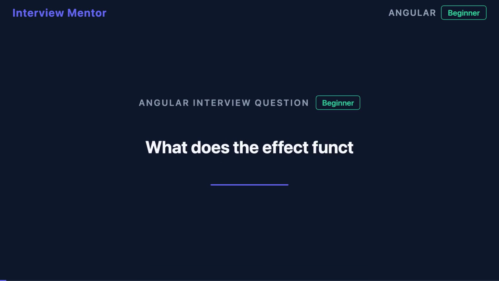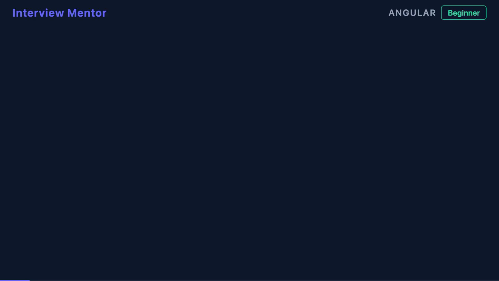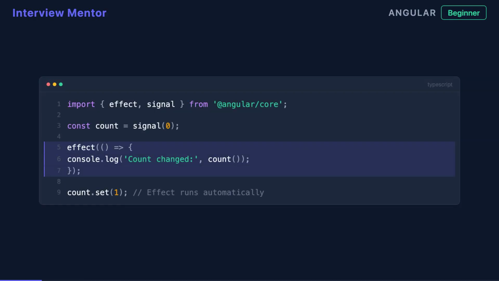Angular signals are reactive, but how do you automatically respond when they change? That's where the effect function comes in. The effect function automatically tracks any signals you read inside it. When those signals change, the effect reruns itself.